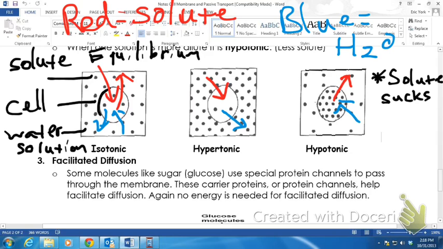The last thing, the root words. Iso means same. Hyper means more, and hypo means less. Because of this, an isotonic solution has the same concentration inside and outside. A hypertonic solution has more solute in the solution, whereas a hypotonic solution has less solute. So when we see these words, hyper, hypo, and iso, we are talking about the solution on the outside.